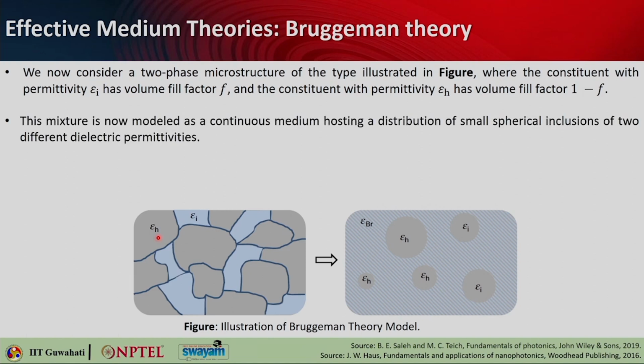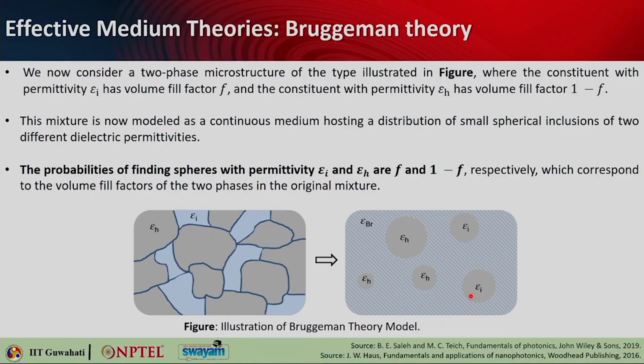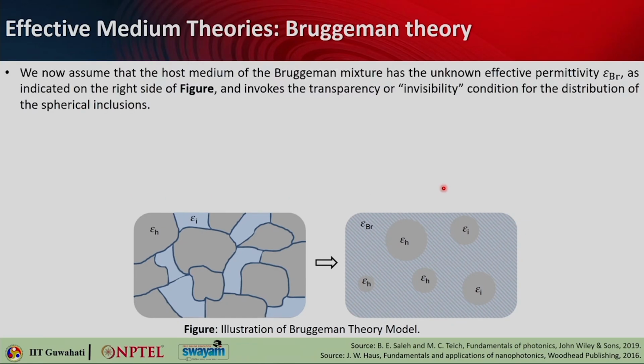Okay. So, this mixture will now be modeled as a continuous medium hosting a distribution of small and large spherical inclusions of two different dielectric permittivities. One is epsilon h, another one is epsilon i, and the overall or effective one is epsilon Br. The probability of finding spheres of permittivity epsilon i will be f, and for finding spheres with permittivity epsilon h, the probability is 1 minus f. This basically corresponds to their volume fill factors in the original mixture.